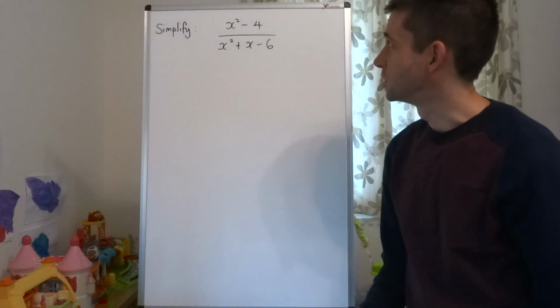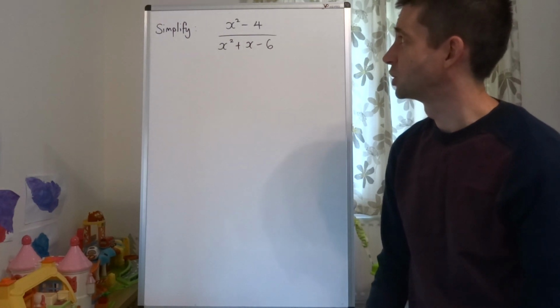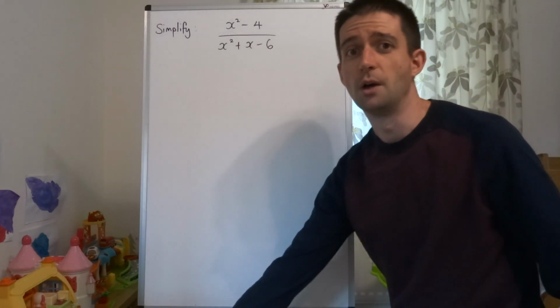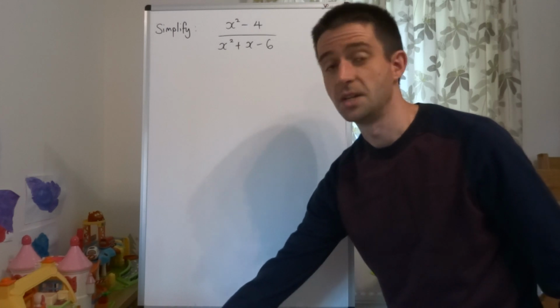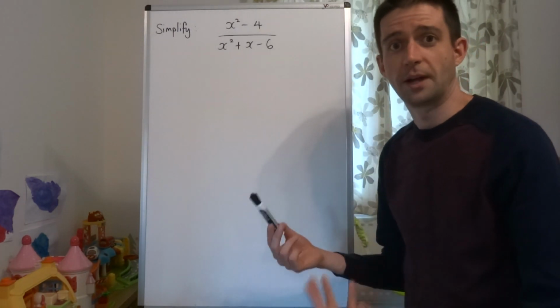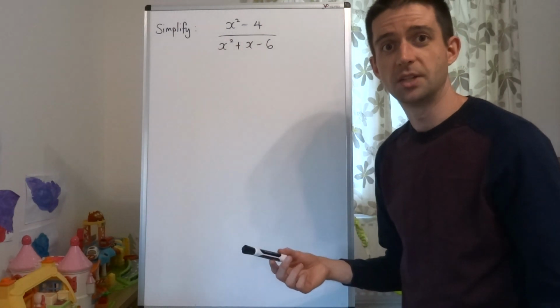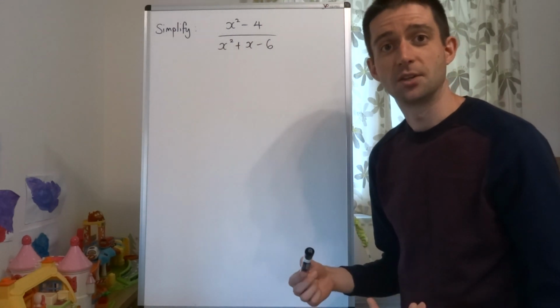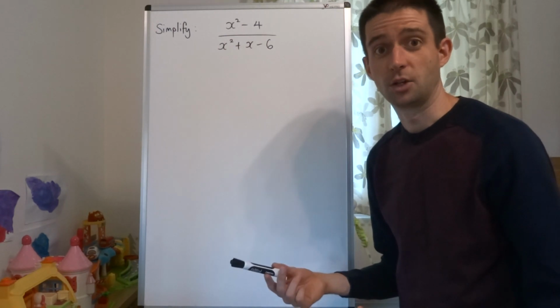So here I have, just to start off with, simplify the fraction x squared minus 4 over x squared plus x minus 6. And what we need to do is to factorise the numerator and the denominator and look for any terms that will cancel to make a simpler fraction.